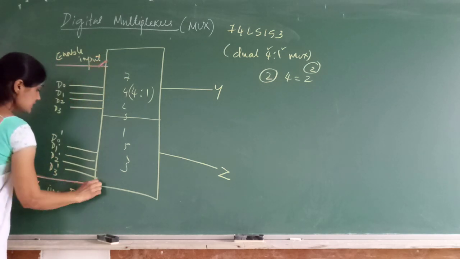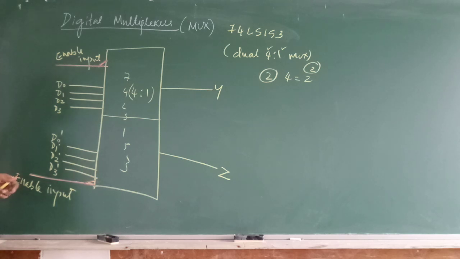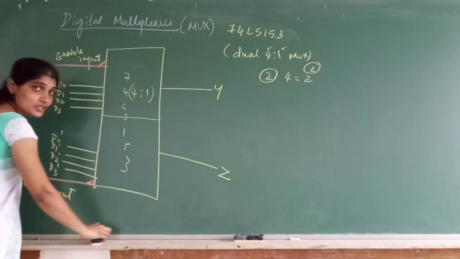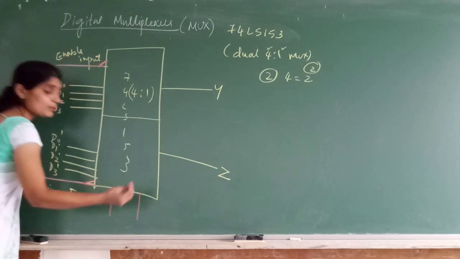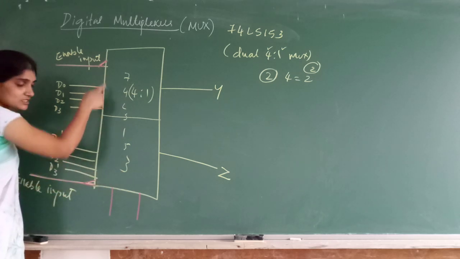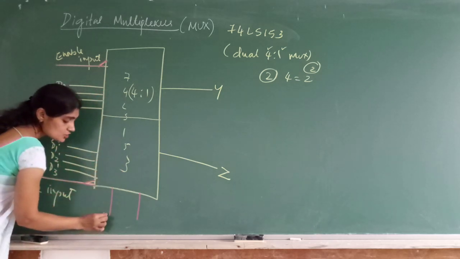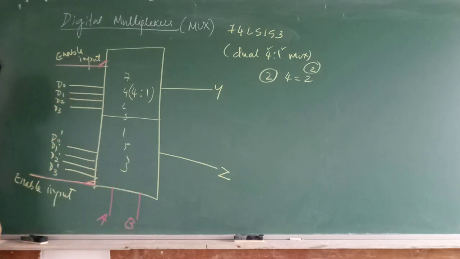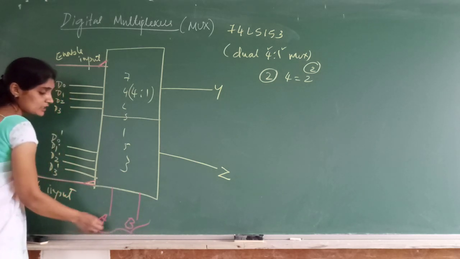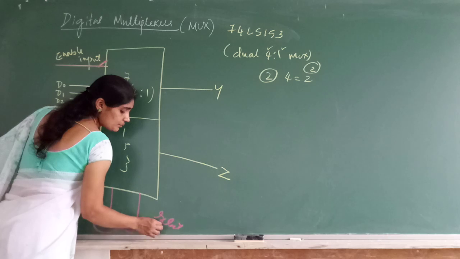Fine. So now, only these are the inputs? No, we have select inputs. They are very important, right? We have an enable input separate for each mux, input lines separate, outputs separate. But the select inputs are common for both the multiplexers. In 74LS153, the select inputs are common for both the first and second mux. Let me call the select inputs A, B.